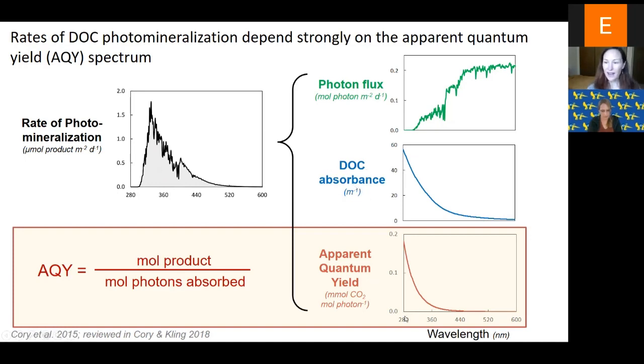And again, at every wavelength involved in the reaction. So we're interested in the UV out to the visible. And again, because this rate of photomineralization is so sensitive to the apparent quantum yield spectrum, we've spent a lot of time testing hypotheses on what controls the magnitude of the apparent quantum yield spectrum. And what we found is that it's iron.